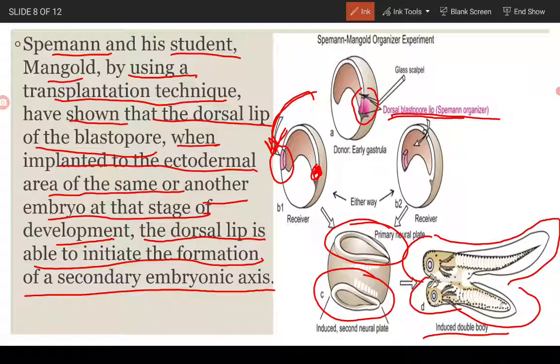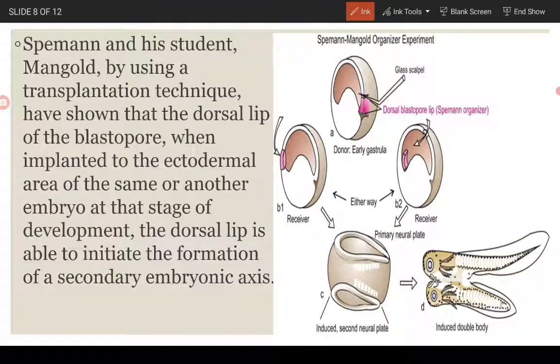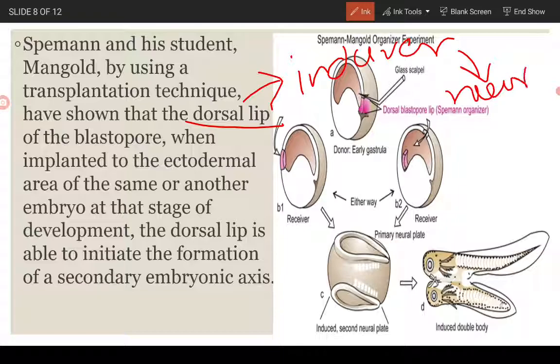So it was hence proved that the dorsal lip is an inducer of forming the neural plate, or the primary organizer axis, right? The dorsal lip cells induce the formation of the neural plate.